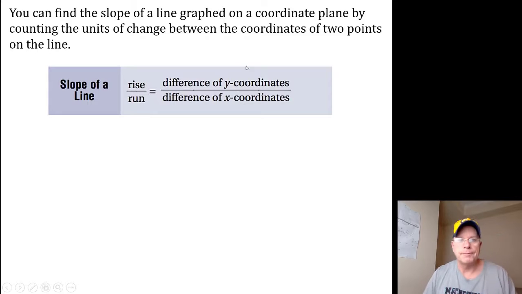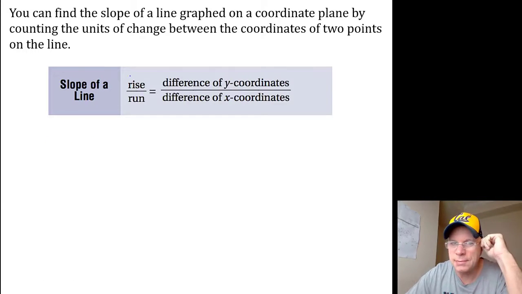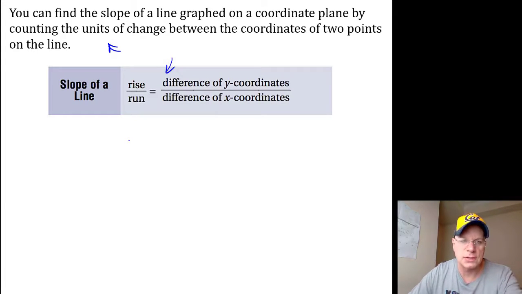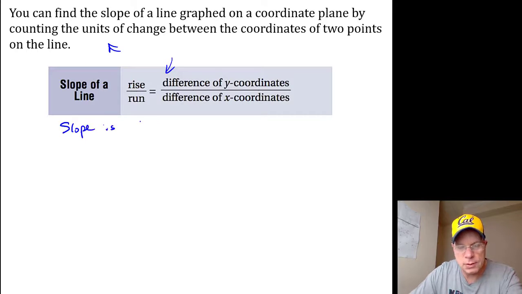Okay. You can find the slope of a line graphed on a coordinate plane by counting the units of change between the coordinates of 2 points on the line. And a lot of times when you first see an explanation like this or a definition, it's not going to make as much sense until we start using it. So let me just say that slope is the ratio of rise over run.